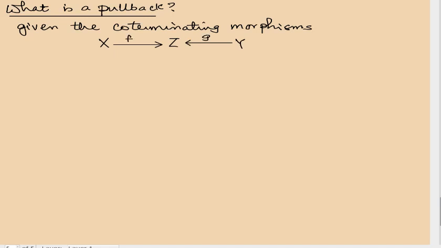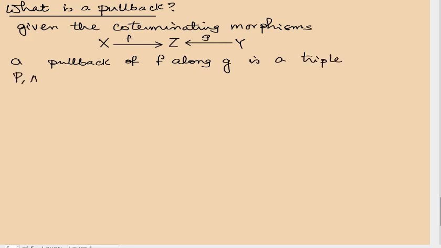FMG, the pullback of F along G is a triple, let me say P, P0 and P1. So what is that triple about?